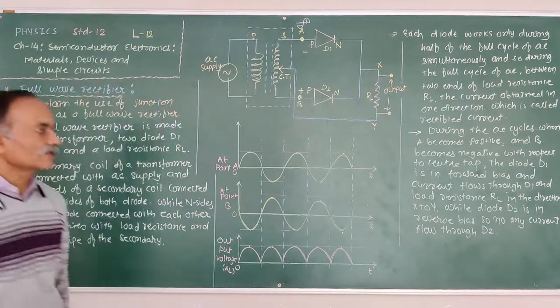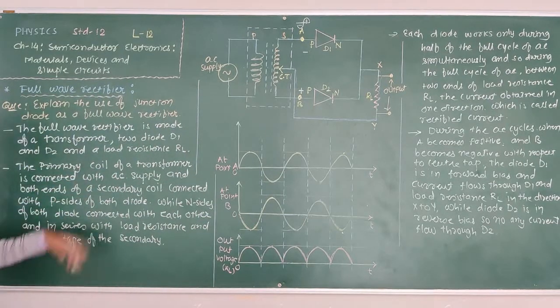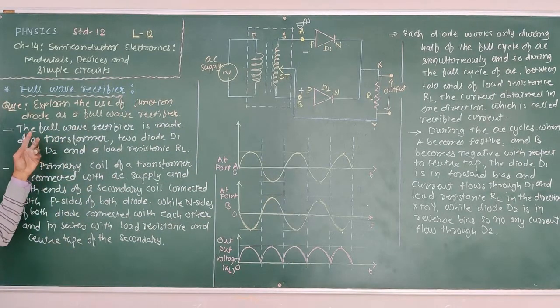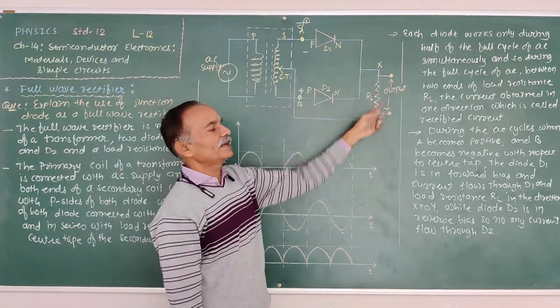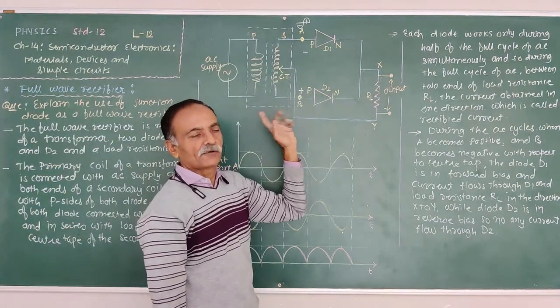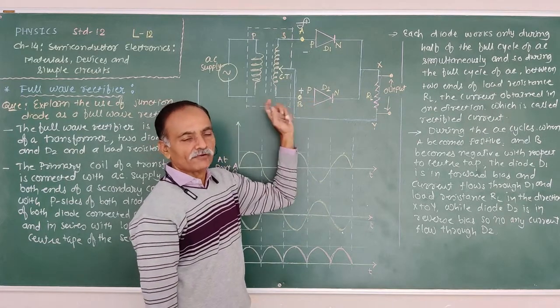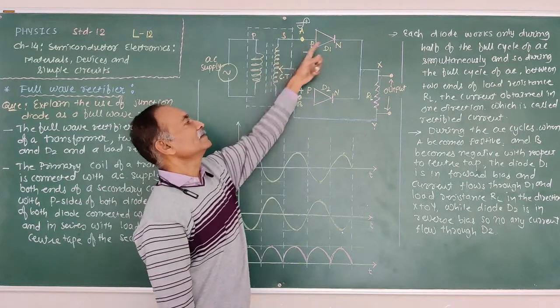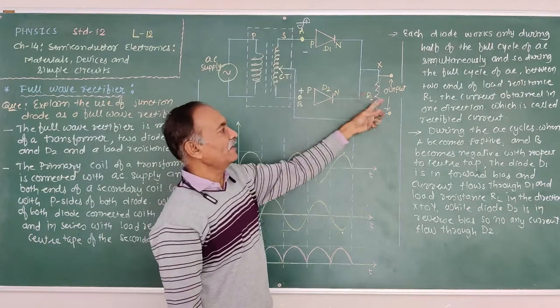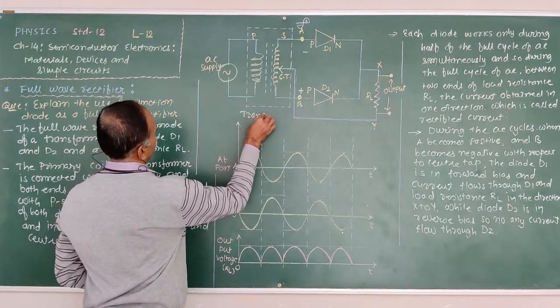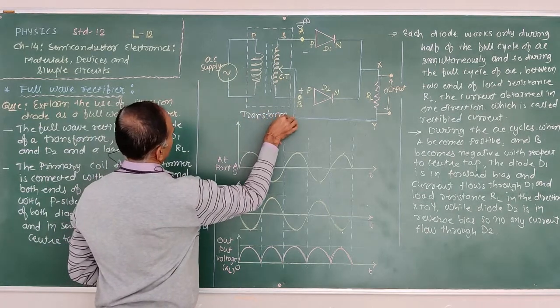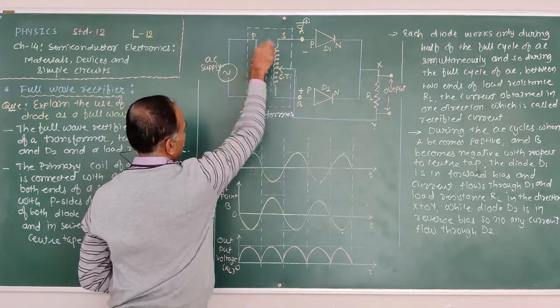Again we discuss what the circuit is. The full wave rectifier is made of a transformer, two p-n junction diodes and a load resistance. That is the transformer, which is shown by the dashed line.